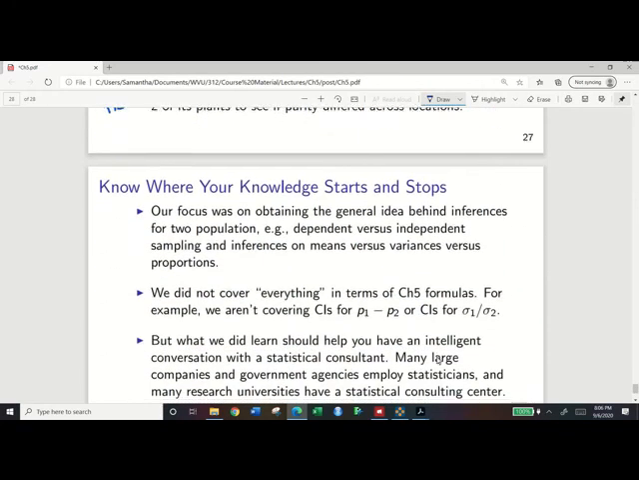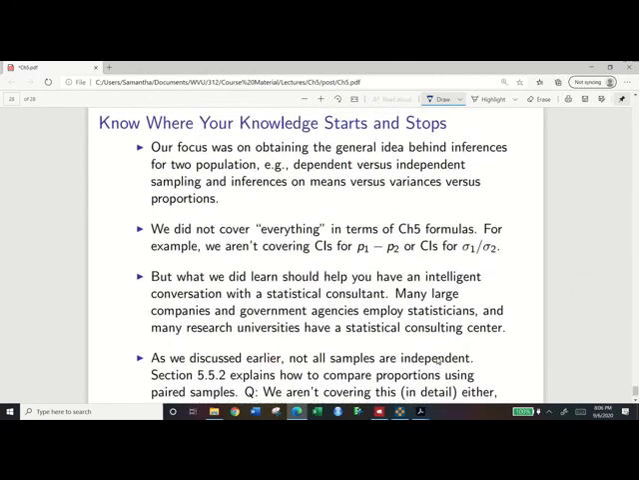Okay, so one important thing that I want to do to wrap up this lecture video is to talk about where your knowledge starts and stops and kind of synthesize everything we've been talking about so far in this class. So one thing, our focus so far has been on obtaining the general idea behind inferences for two populations, being either dependent versus independent sampling and inferences on means versus variances versus proportions. We did not cover everything in chapter 5 in this video.